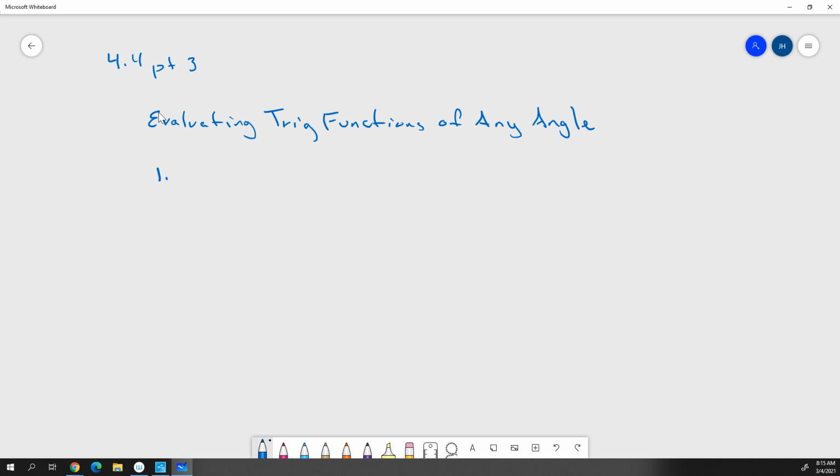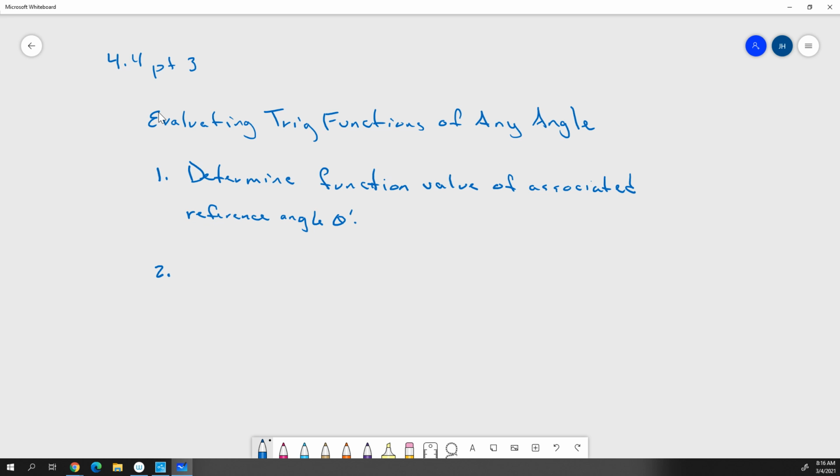So the first step would be to determine the function value of the associated reference angle. And we'll, as usual, go over this. Determine function value of associated reference angle, theta prime. Remember, we were calling the reference angles theta prime, which is just theta with a little hash mark over it.